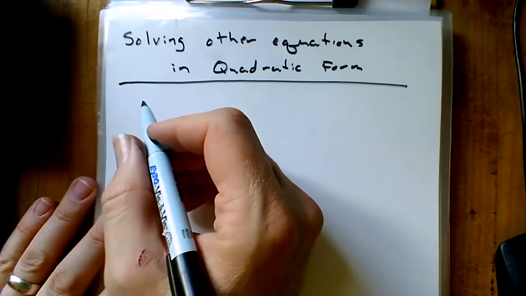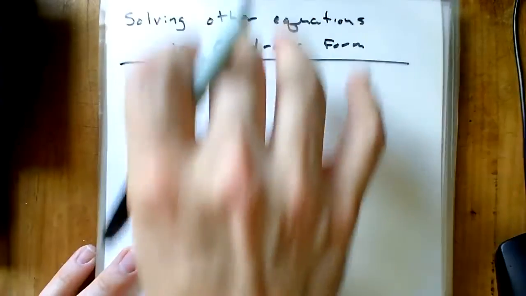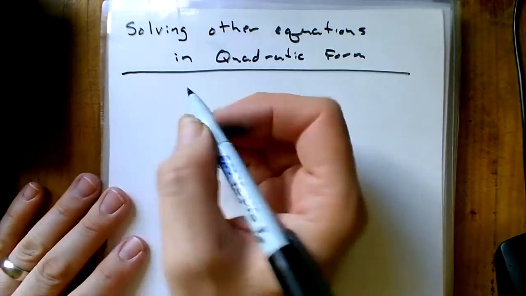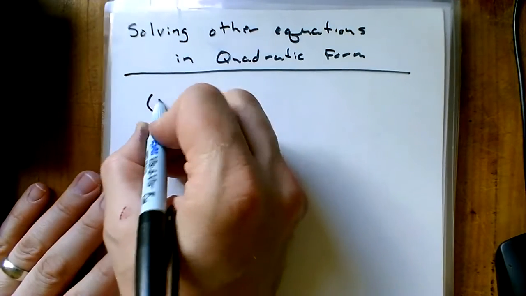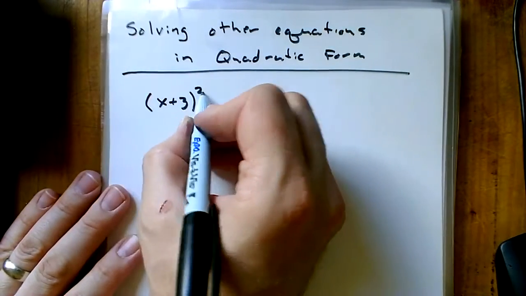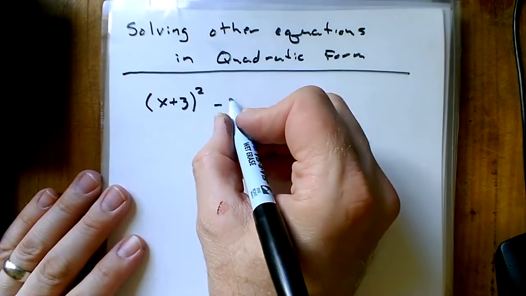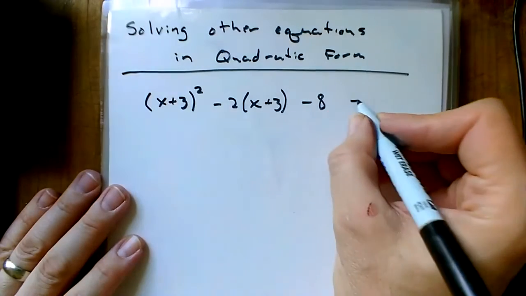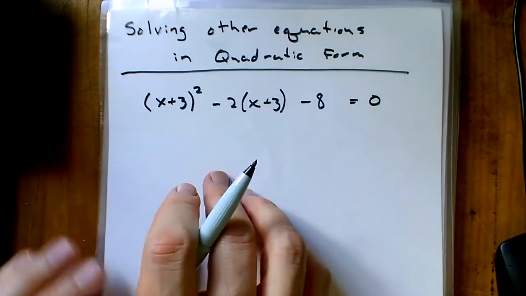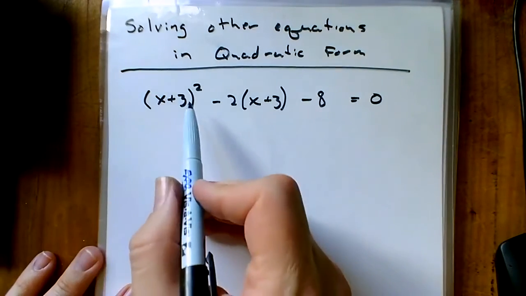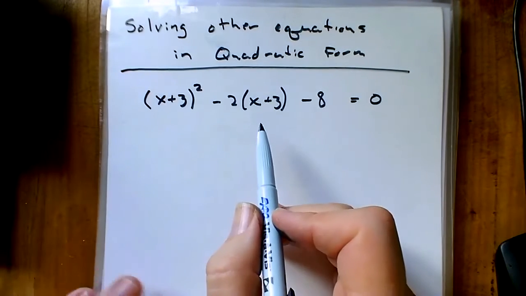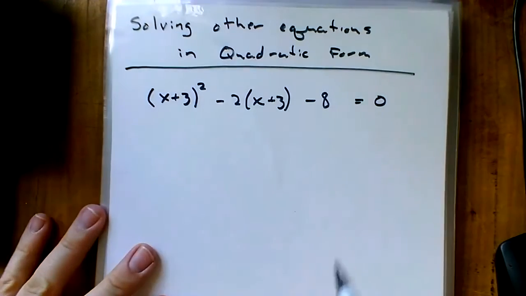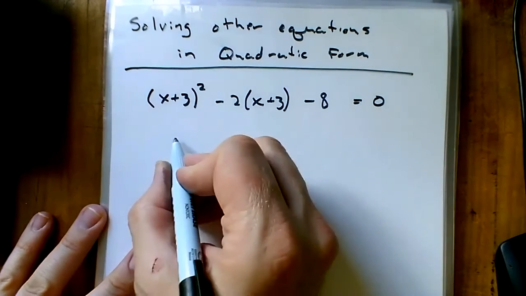Okay, so now we're going to be talking about solving other types of equations that are in the form of a quadratic. So say I've got something like (x + 3) squared minus 2 times (x + 3), and then minus 8 is equal to 0. Now, you might be tempted to say, okay, we're going to need to multiply all this out, and then we can figure this out. But if you notice that I've got the same term repeated here, we could do something called a u substitution.